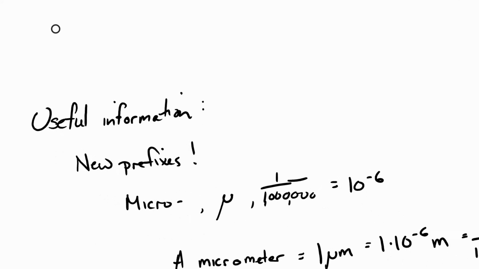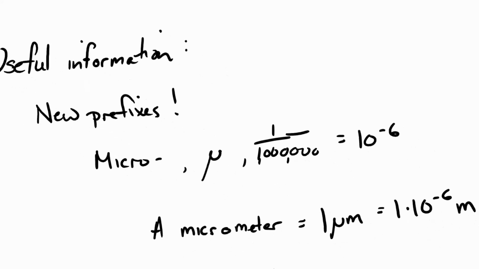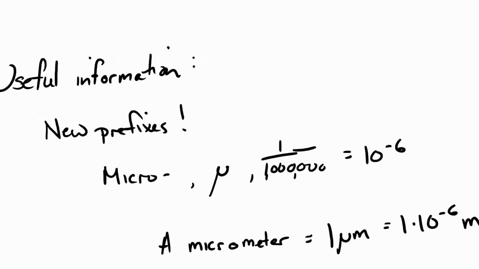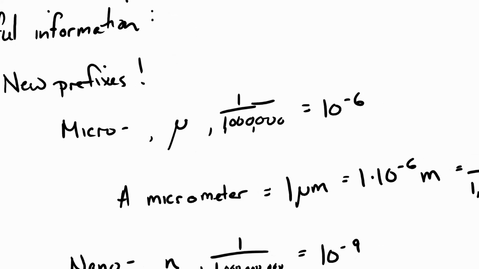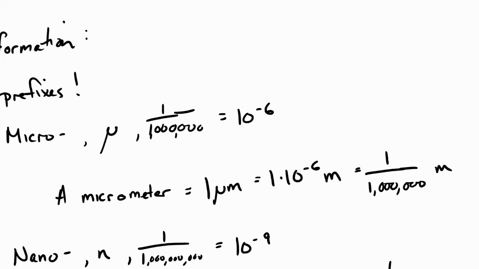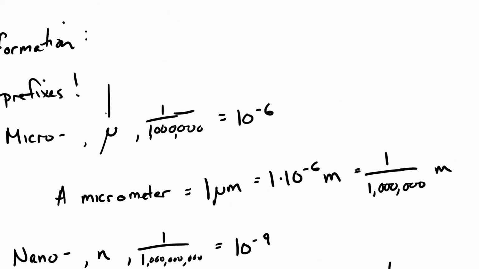Now, some things that we may need to know here. Some useful information. We need some new prefixes. First, micro. So micro something. Not micro machines, but something like a micrometer. Or micrometer sometimes, but anyway. Micro, which is going to be abbreviated by the Greek character mu. It's like a backwards U with a long tail. Is 1/1,000,000th of something, or 10 to the negative 6. So a micrometer, or a micron, 1 mu m is equal to 1 times 10 to the negative 6 meters, or 1/1,000,000th of a meter.